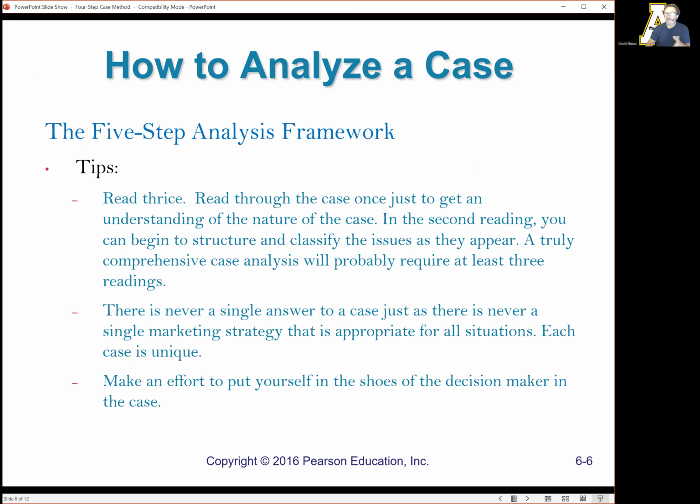And so, what are tips in going through this and working on your particular paper? When you get to the cases, the first thing I would do is read it 3 times. Read the first time just as if it's to be read. Then in the second reading, begin to structure and classify the issues that you see as they appear.